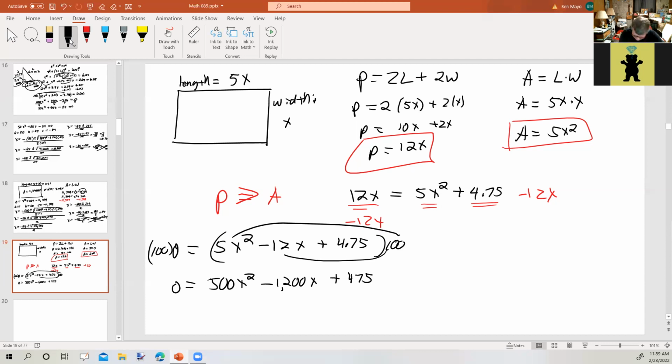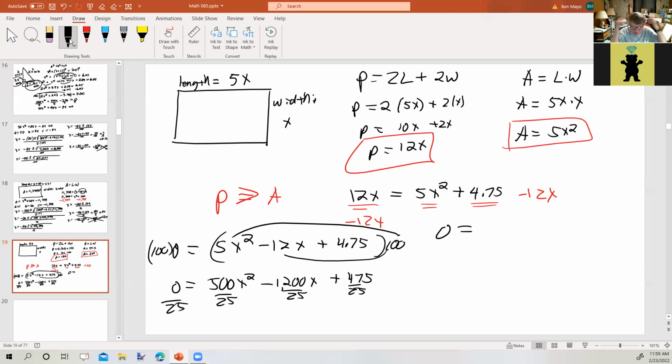I believe I could divide everything by 25, so I will. So 0 equals, let's see, 500. A second here. I'm roasting. It's finally getting warm in this basement.